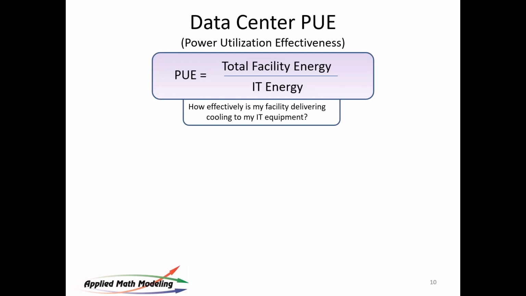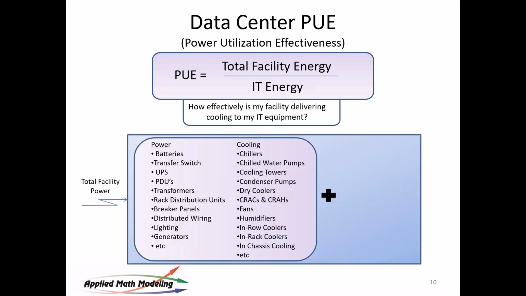And PUE is total facility energy over IT energy. Not my favorite metric, to be honest, Magnus. We have in the numerator total facility energy, and that's everything plus IT. So you've got everything. You've got breaker panels and distributor wiring. You've got chillers and heat pumps and fans. I mean, in its base definition, it includes everything. And plus IT equipment in the numerator too, divided by IT energy.